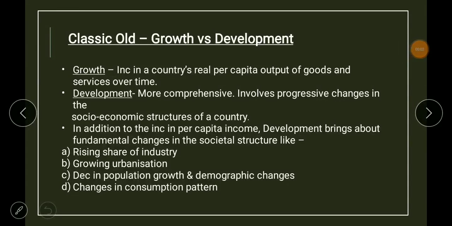We'll start with the classical debate between growth versus development. By growth, we mean increase in a country's real per capita output of goods and services over time. While development is more comprehensive, it involves progressive changes in the socio-economic structures of a country. In addition to the increase in per capita income, development brings about fundamental changes in the societal structures, like, for example, rising share of industry, growing urbanization, decrease in population growth and demographic changes, and changes in consumption pattern. So, while growth can be considered as a unidimensional concept, development is multidimensional.